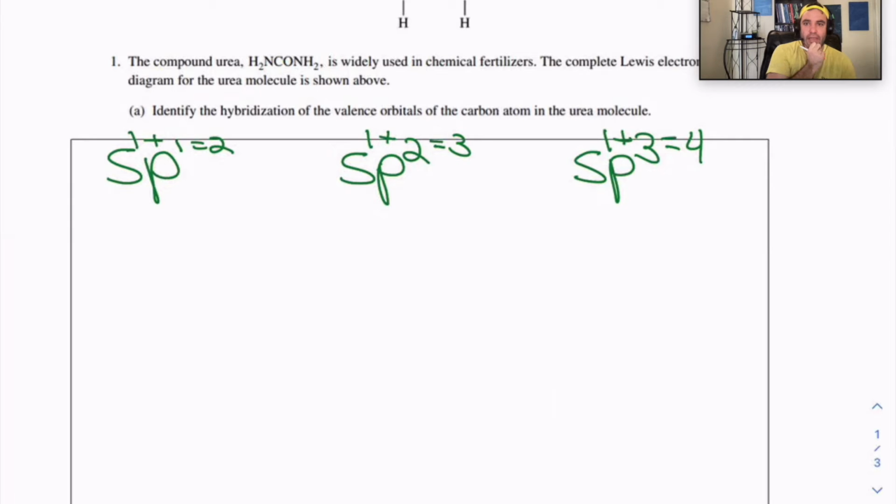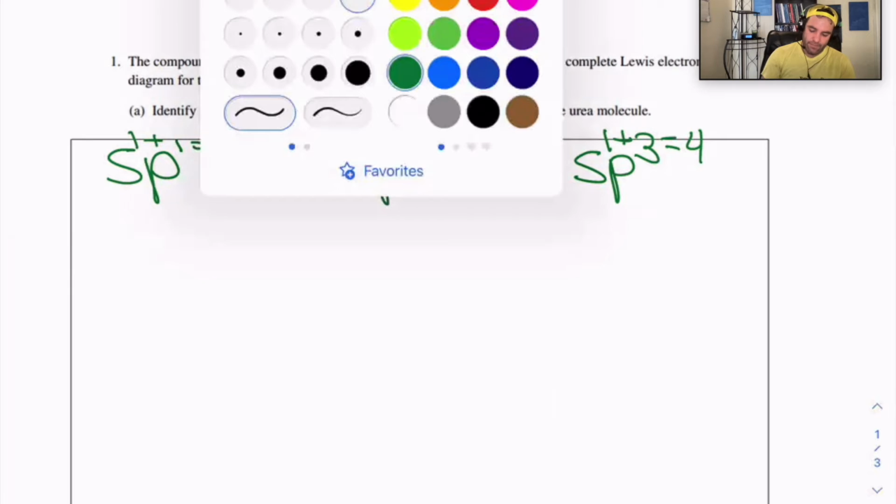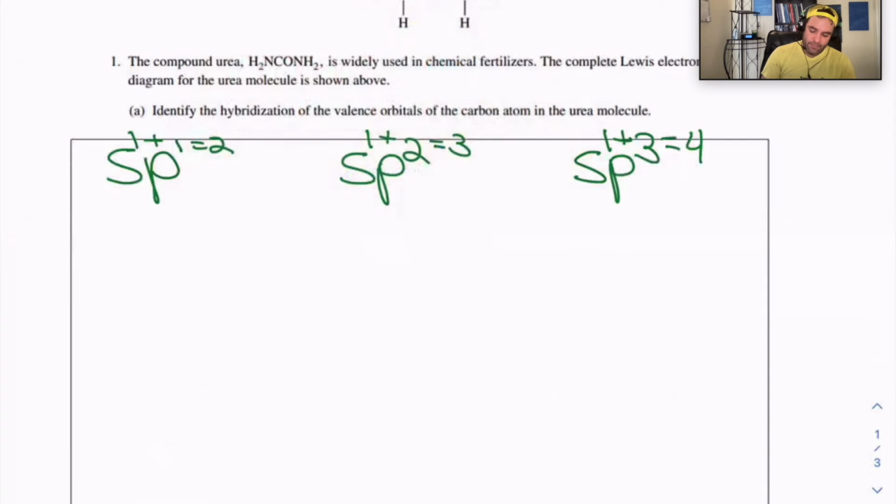So we're looking at the carbon. Let's look at that carbon right there. A double bond counts as 1, just like a lone pair counts as 1. The carbon has 1, 2, 3 bonds on it. So I'll erase that and count for yourself: 1, 2, 3. So it has 3 things bonded to it. And therefore, we know that it's sp2. Now that's the answer to the question.